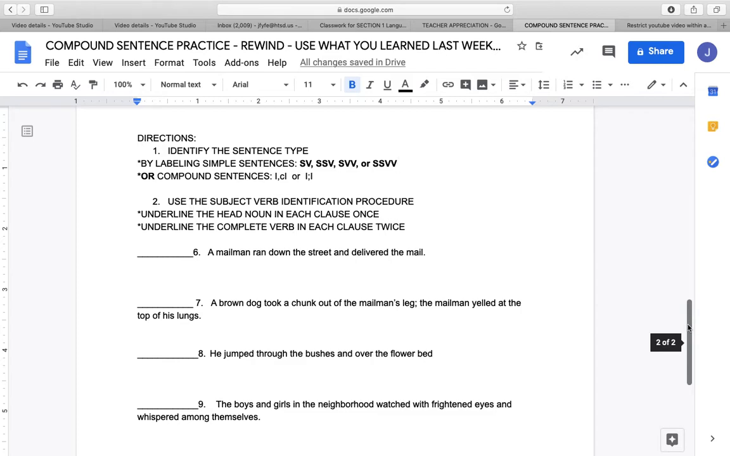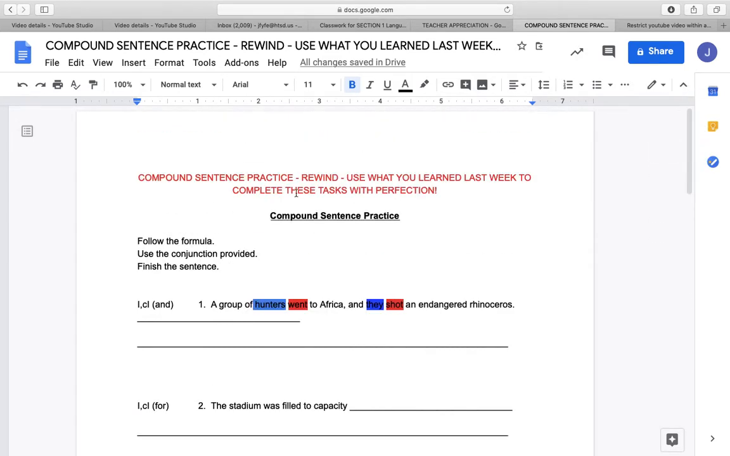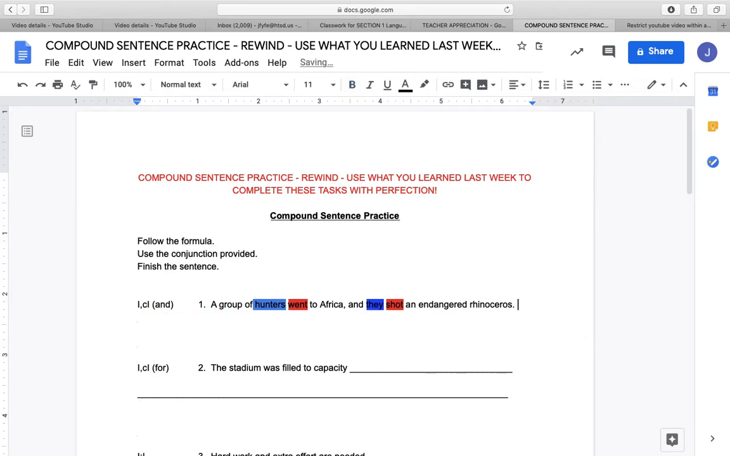Today's compound sentence practice will be really familiar because it is a rewind of last week's. What I found in going over your work from last week is that there were a lot of missing subjects and verbs in the compound sentences. So I just want to reiterate that when you write a compound sentence, you need a subject and a verb on both sides of the conjunction or the semicolon.